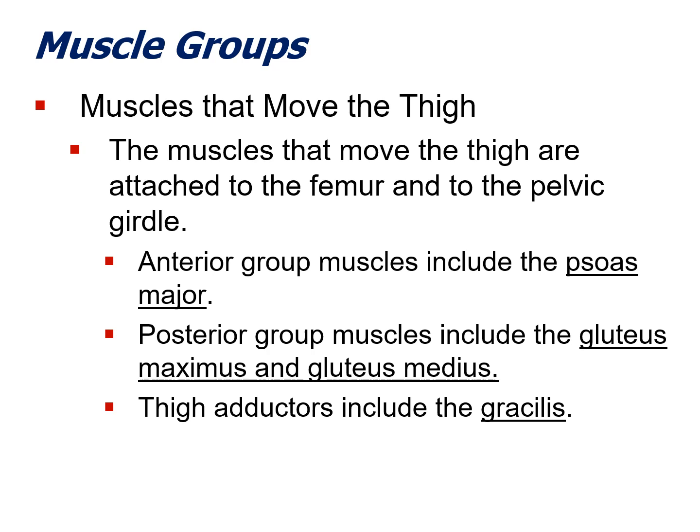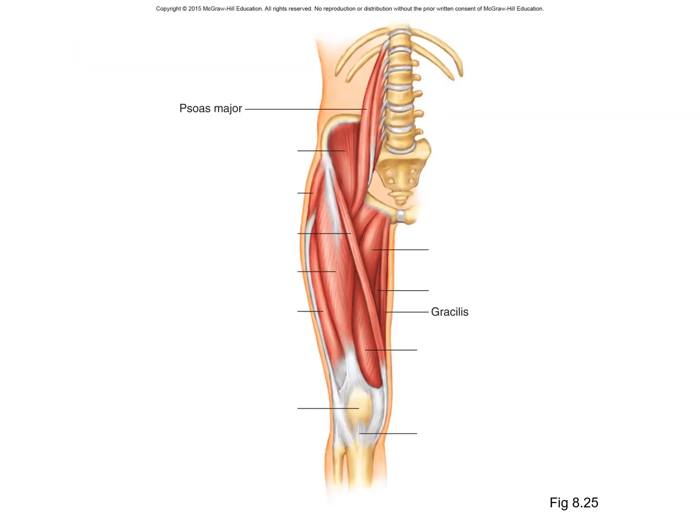The posterior group muscles that move the thigh are the gluteus maximus and the gluteus medius. There is a gluteus minimus, but we're not going to include that in our posterior group muscles. And then we have the adductors. These muscles, remember, add the part back to the body, and that would include the gracilis. So let's take a look at those. So here we have the psoas major, the filet mignon.